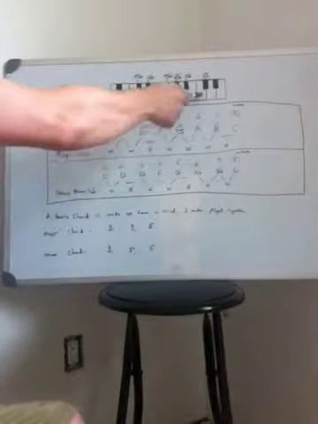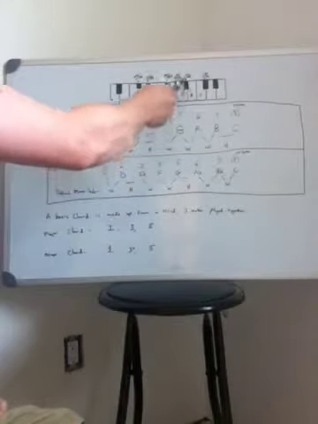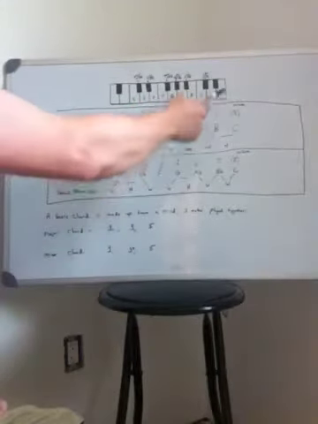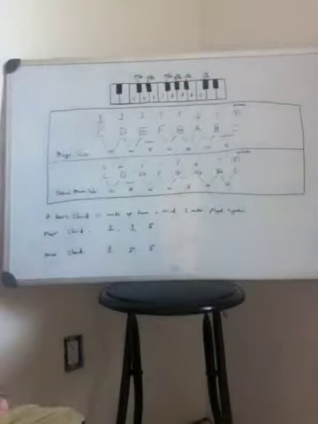Now, up here you'll have a half step, E to F, and then a whole step, F to G, another whole step, G to A, and then another whole step, A to B. And then finally, to end at the octave, another half step takes you from B to C.